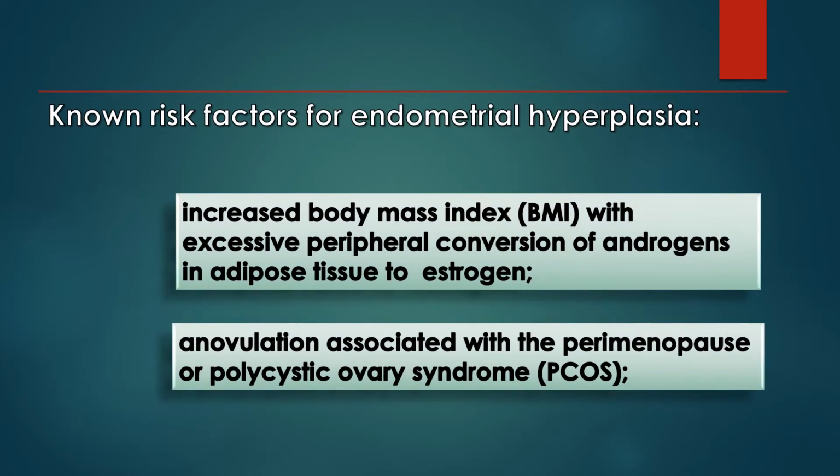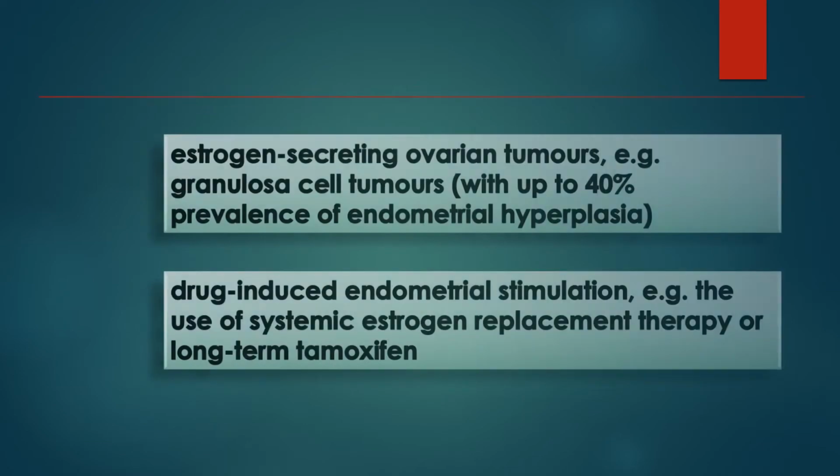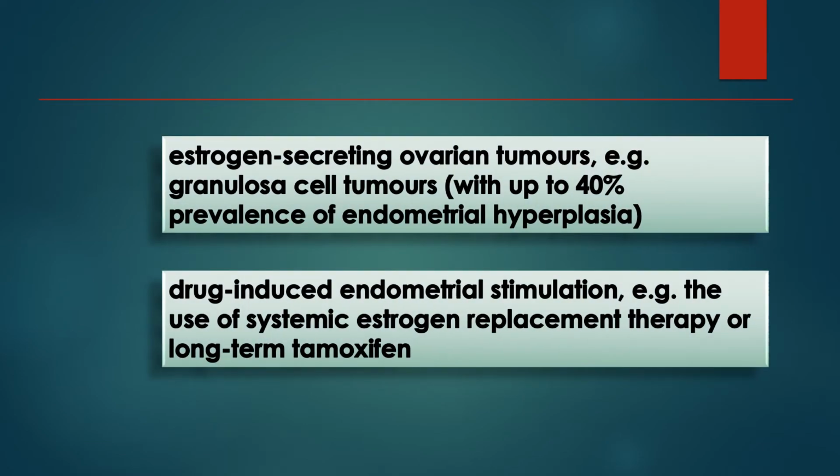Known risk factors for endometrial hyperplasia include increased body mass index or BMI, with excessive peripheral conversion of androgens in adipose tissue to estrogen; anovulation associated with the perimenopause or polycystic ovary syndrome or PCOS; estrogen-secreting ovarian tumors, for example, granulosa cell tumors with up to 40% prevalence of endometrial hyperplasia; and drug-induced endometrial stimulation, for example, the use of systemic estrogen replacement therapy or long-term tamoxifen.